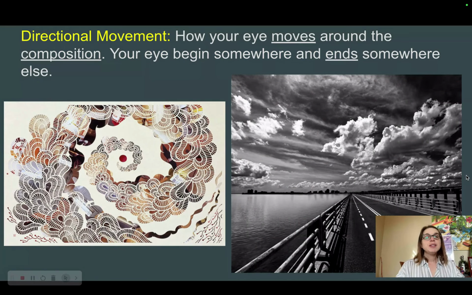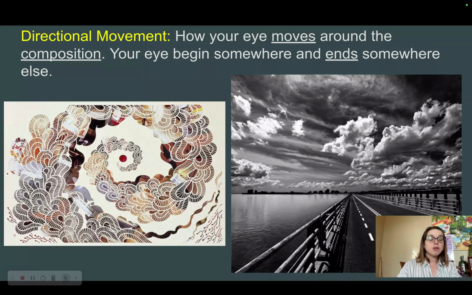Directional movement. This is how your eye moves around the composition. Your eye begins somewhere and ends somewhere else. So in this collage here, your eye likely starts at the red dot and then spirals its way out, or maybe your eye starts at the bottom and follows it to the red dot.